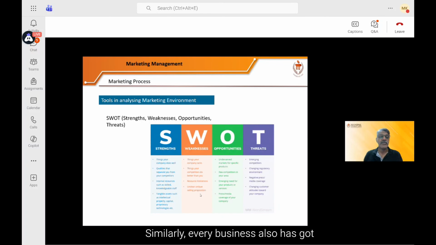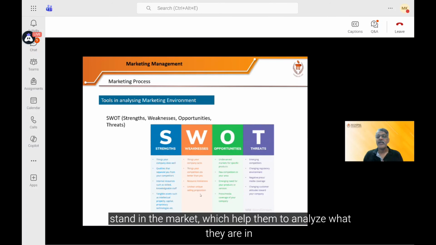Similarly, every business also has strengths, weaknesses, opportunities, and threats. Strengths, weaknesses, opportunities, and threats. Strengths are those areas which help the business to stand in the market, which help them to analyze what they are in the market.